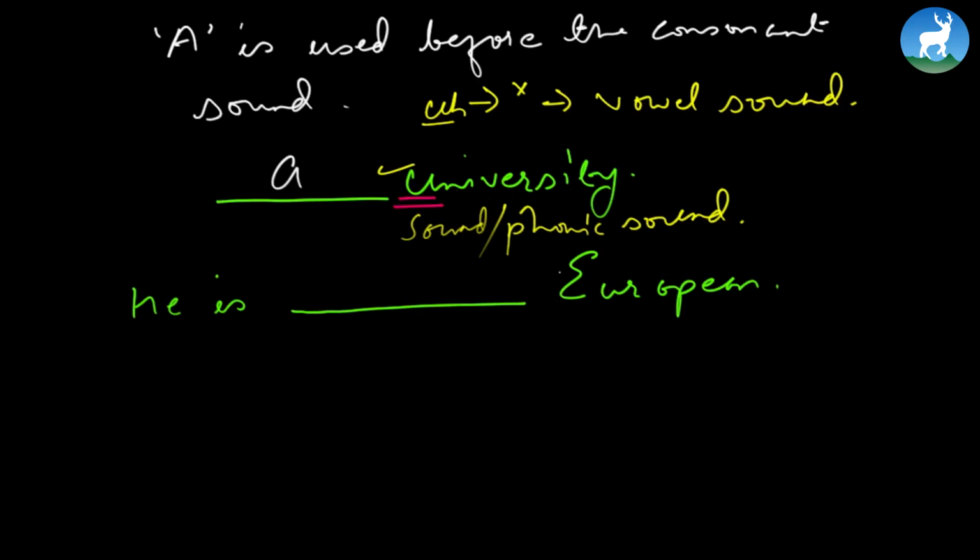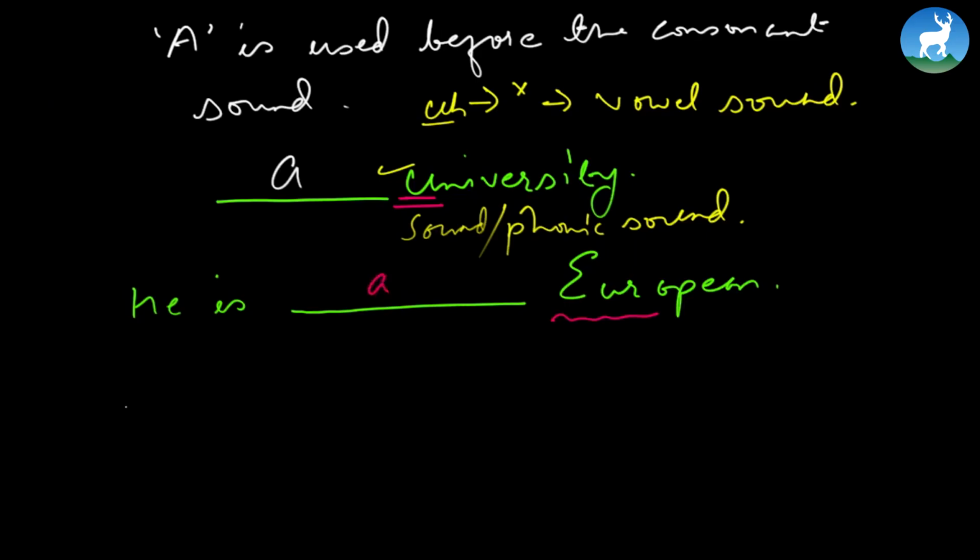Look at this. He is... now, do you say 'uropean'? If you're saying that, it's the wrong pronunciation. It's a European. He's a European. Look at that: the first sound here is 'yo', right? That's why he's a European.